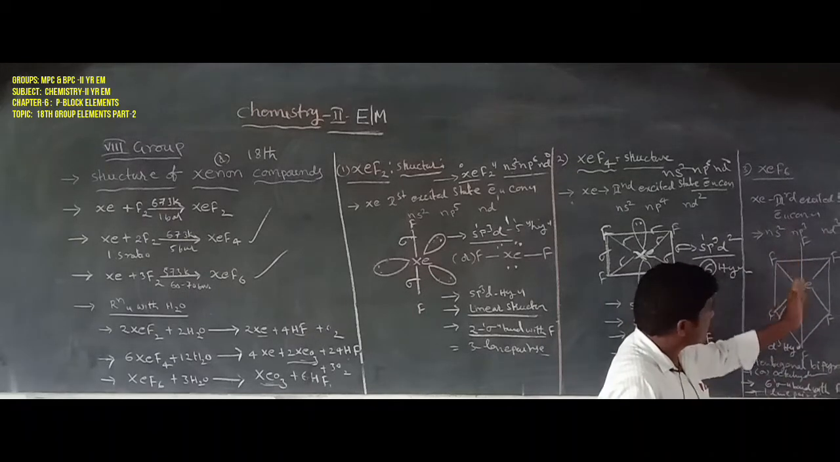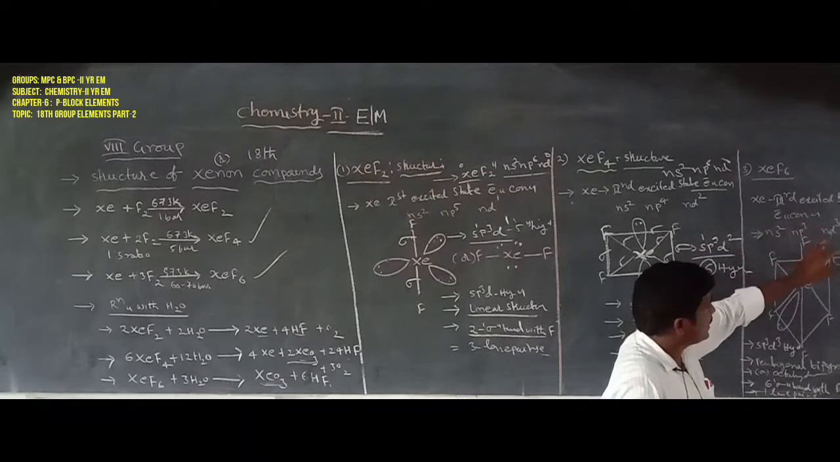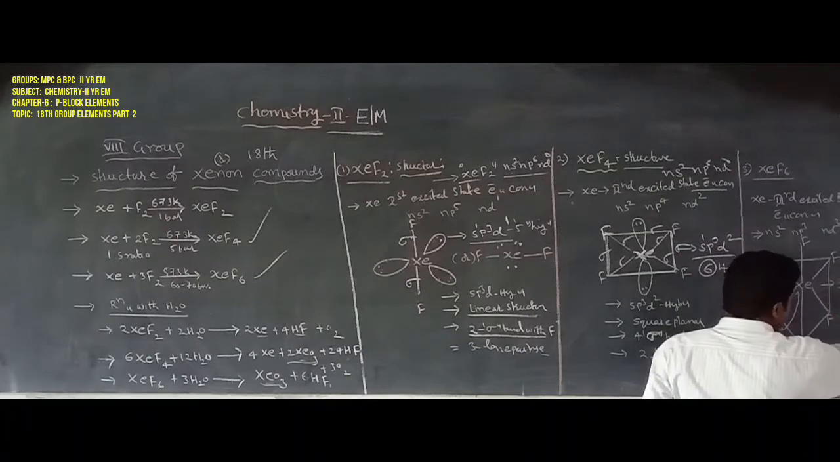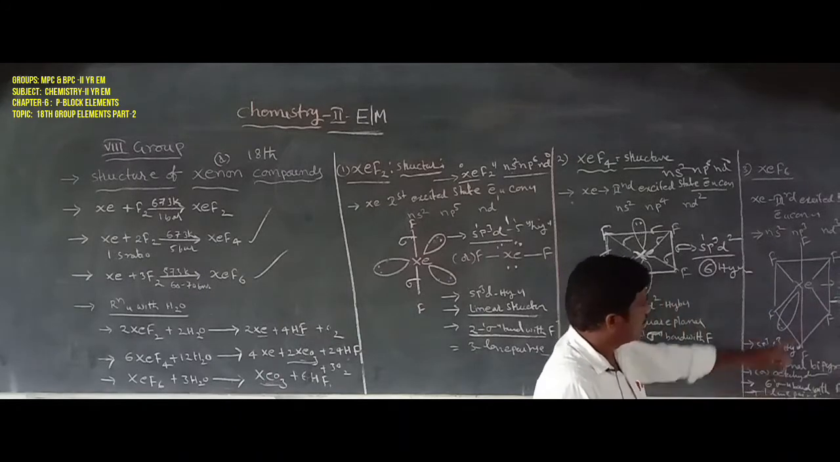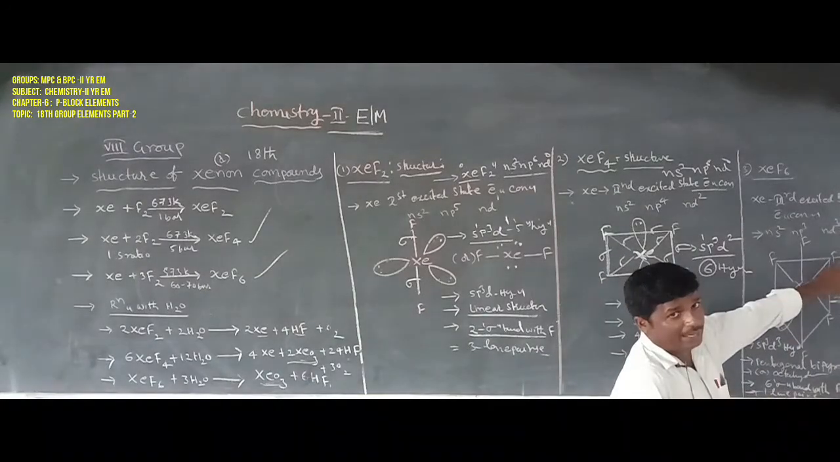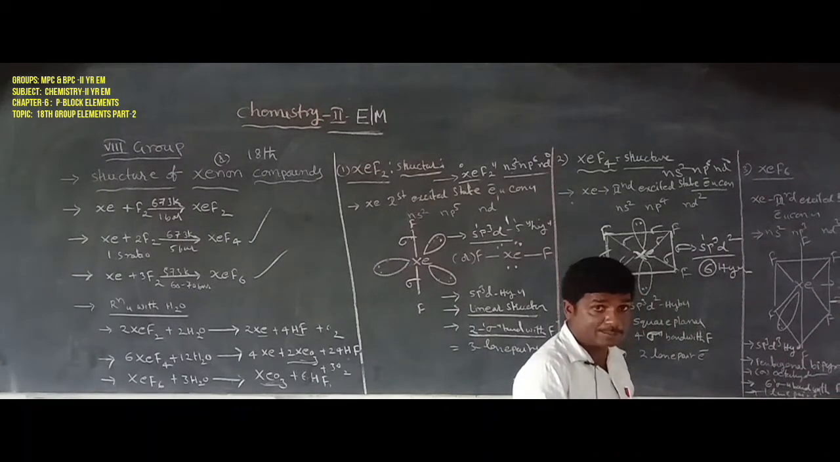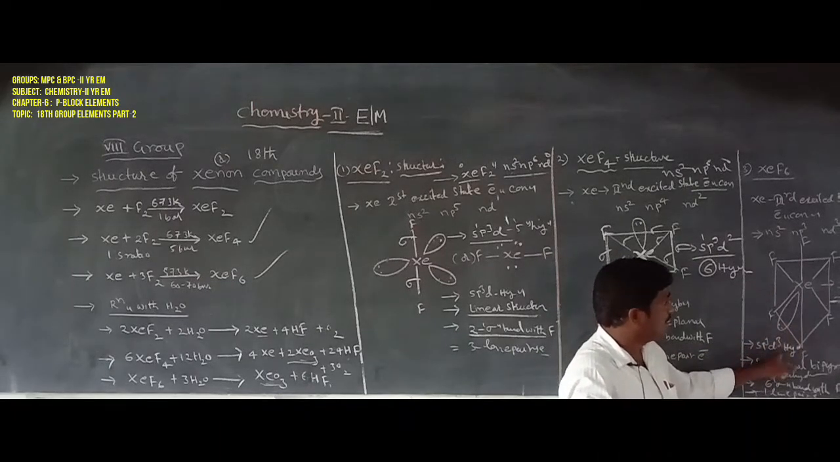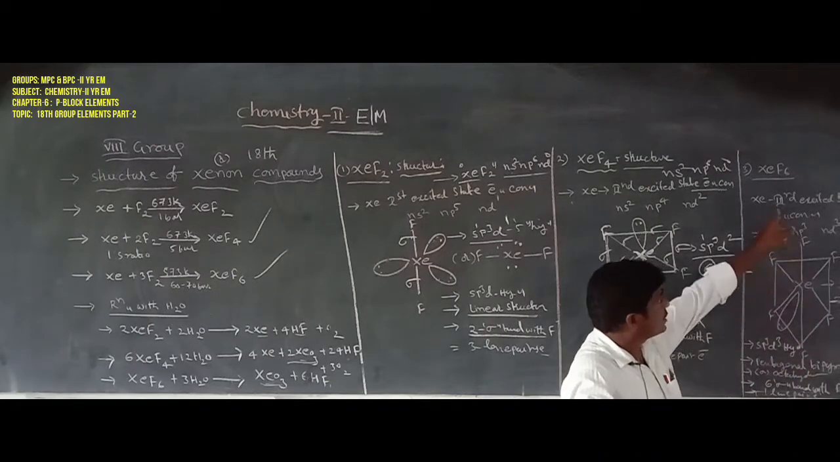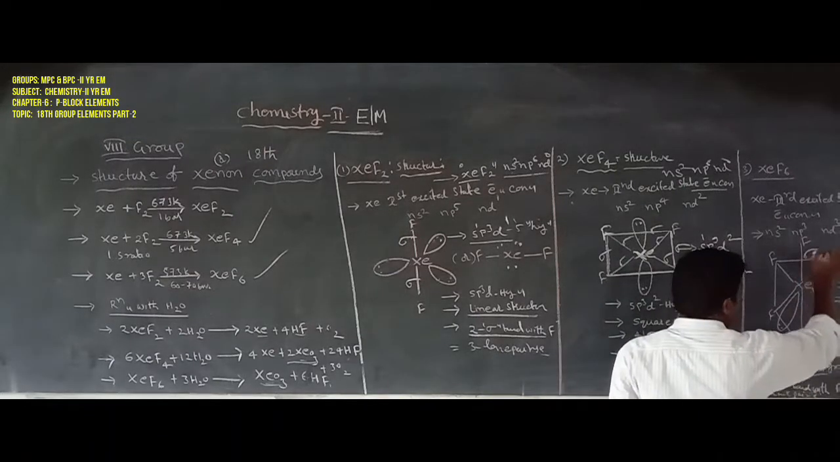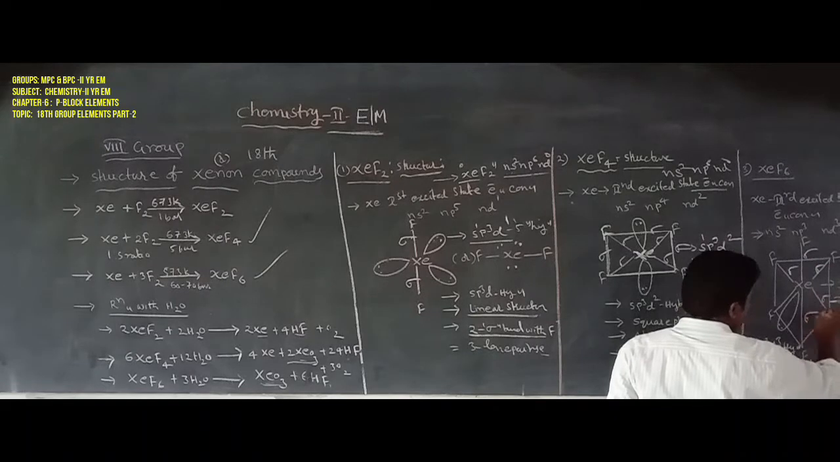So here is the excited electron configuration 5s2 5p3 5d3. Xenon undergoes sp3d3 hybridization, then forms 7 hybrid orbitals. 1 is the s orbital, 3 are p orbitals, and another 3 are d orbitals. Then 7 sp3d3 hybrid orbitals form. In the 7 sp3d3 hybrid orbitals, xenon bonds with the 6 fluorine atoms. That forms 6 sigma bonds with the fluorine atoms, 1, 2, 3, 4, 5, 6.